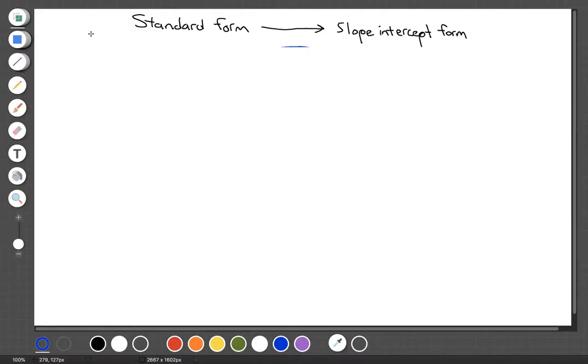All right, today's lesson is about standard form and slope-intercept form. You don't need to know what those mean because it's really going to be about recognizing what they look like. We've already talked about slope-intercept form. That's the formal name for y equals mx plus b.